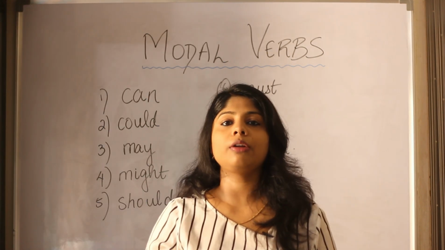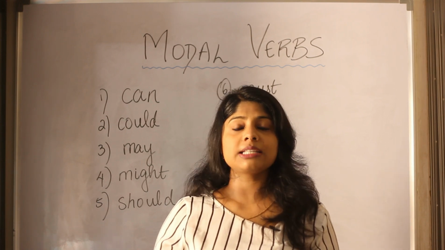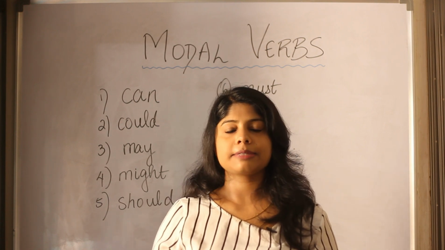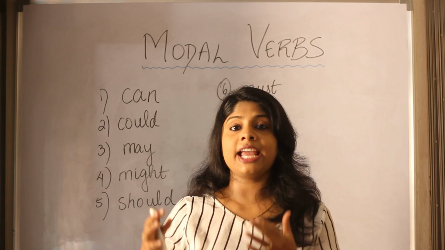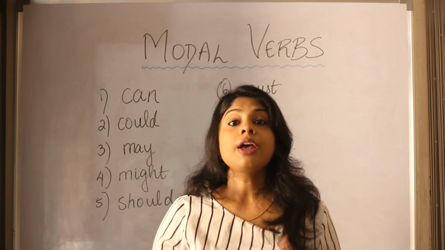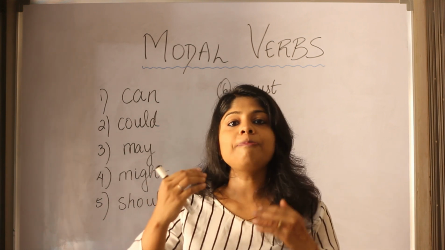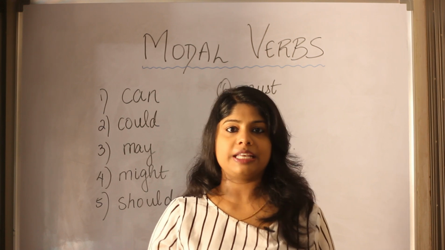When we use a modal verb with a main verb, the main verb is always in the bare infinitive form. Yes, it may sound a little complex, but it is very easy. For example, I could take it out. Now, I will not say I could to take it out. So you drop the letter to. That is what the meaning of bare infinitive is.